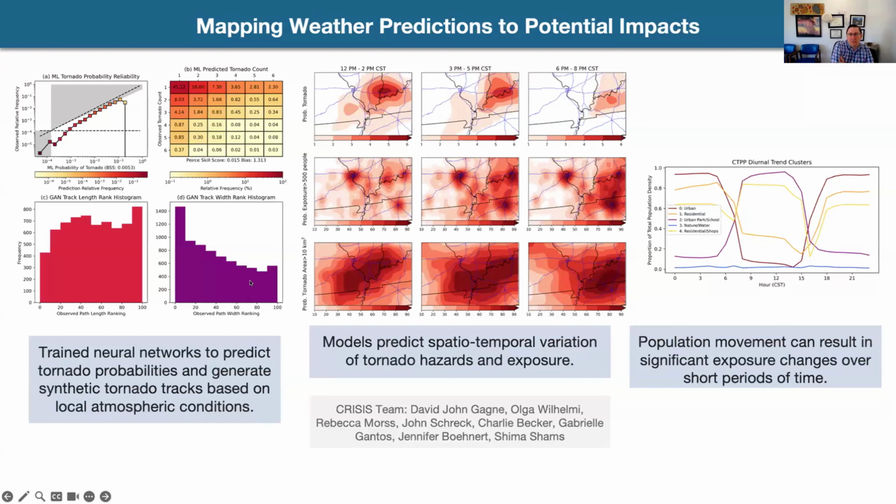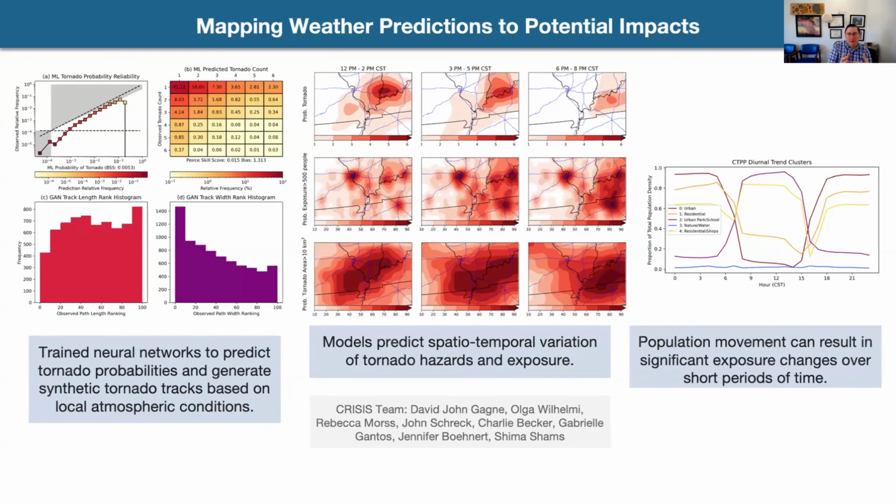Going beyond just predicting weather properties, we also want to map from weather predictions to impacts. So in this application, we're predicting the probability of tornadoes as well as generating synthetic tornadoes based off of the weather environment. And with these synthetic tornadoes, we can then overlay where they happen over population data and see how many people were affected by that synthetic tornado.